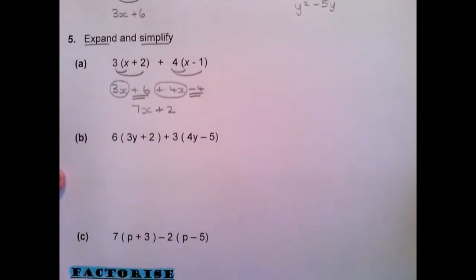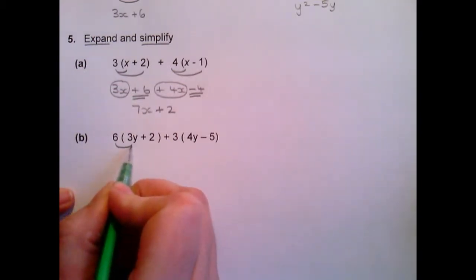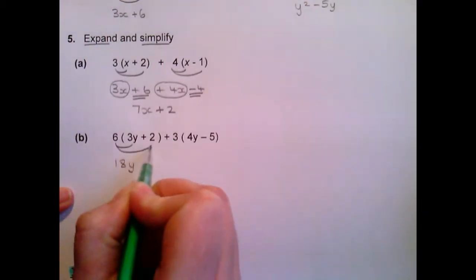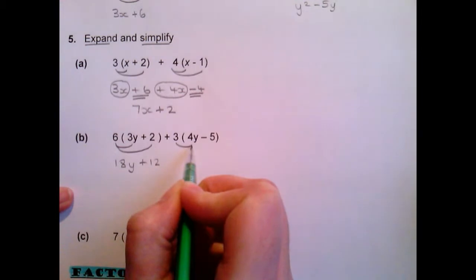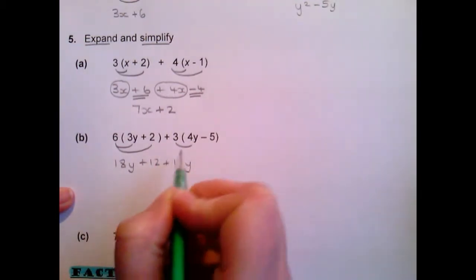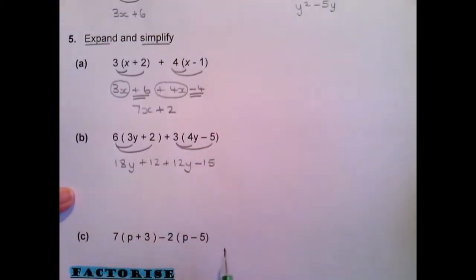Part B, expand and simplify again. So multiply everything inside this bracket by 6. So 6 times 3y gets you 18y. Then 6 times 2 gets you 12. And the second bracket, 3 times 4y gets you 12y. And copy down the plus. And then 3 times negative 5 will get you negative 15.